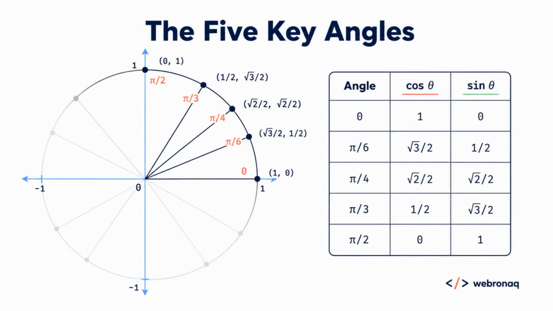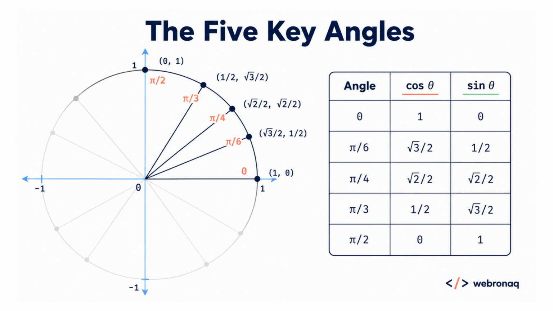Alright, here are the 5 angles you'll meet over and over: 0, pi over 6, pi over 4, pi over 3, and pi over 2. Let's walk through them. At angle 0, you're sitting on the positive x-axis. The point is (1, 0). So cos of 0 is 1, and sine of 0 is 0. Makes sense. You haven't rotated yet, so you're at full horizontal distance and 0 vertical. At pi over 6, that's 30 degrees. The point is (root 3 over 2, 1/2). So cos is root 3 over 2, sine is 1/2.